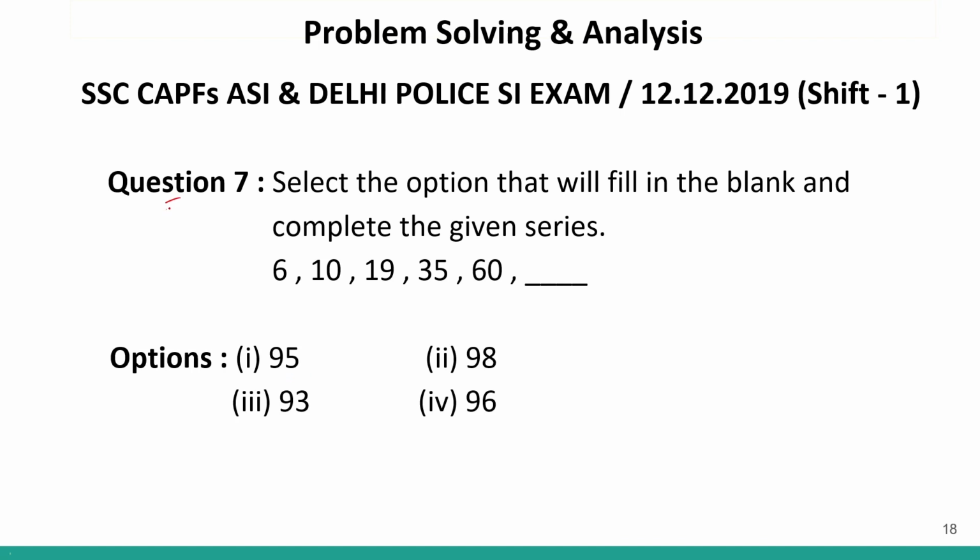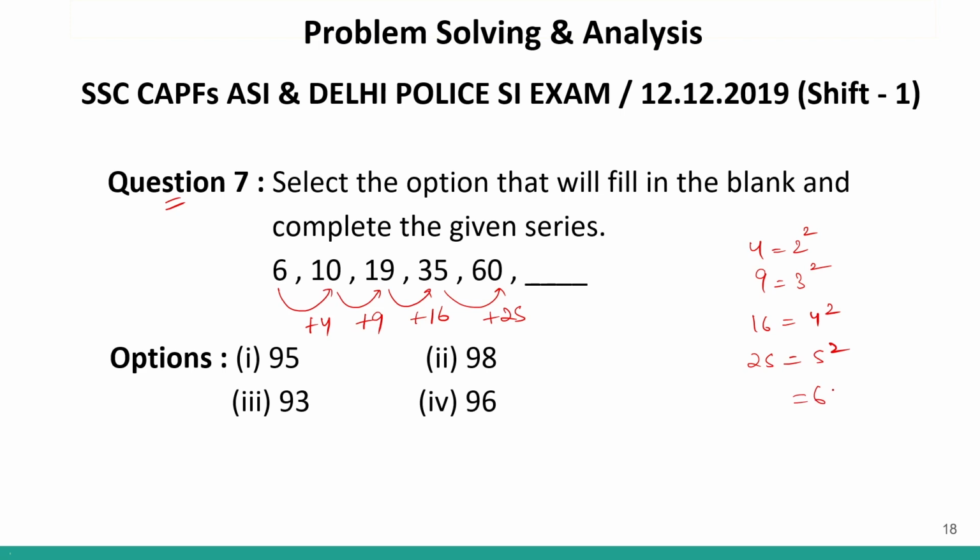Now, question number 7. We have to select the option that will fill in the blank. So, now, 6 to 10 is plus 4. 10 to 19 is plus 9. 19 to 35 is plus 16. And 35 to 60 is plus 25. So clearly I can see that 4 is 2 square, 9 is 3 square, 16 is 4 square, and 25 is 5 square. So we are adding subsequent squared numbers.